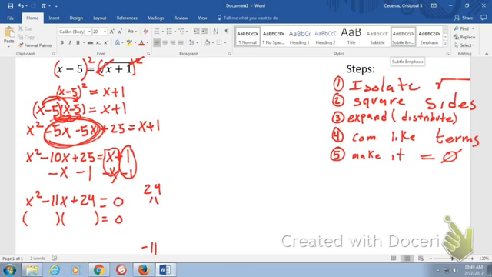Well, let's think. Factors of 24 would be maybe 3 and 8. Yes. 8, 9, 10, 11. Do we agree? But they must be negative because if we want to add to negative 11, they must be negative. So negative 3 and negative 8. So we write this as x minus 3, because of this 3, we put it here. And x minus 8. This negative 8, we put it there.